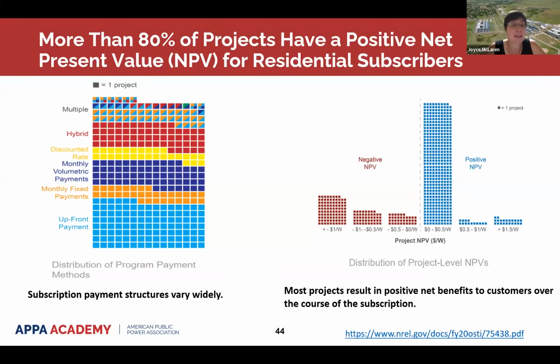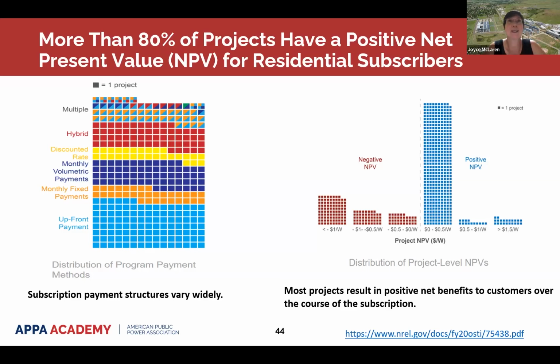So this really is starting to wrap up this rather lengthy section on the different design elements. Well, we have a couple more slides on it, but really this data is from 2020, I believe. But at that point, about 80% of the projects had a positive net present value for residential subscribers. And what that means is that customers were saving money by subscribing to these community solar projects. They were paying less than they were on the retail rate by signing up for these programs. That's really exciting to us.